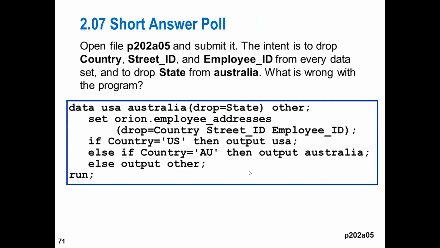Okay, so if you've understood this concept, look at this activity. It's telling here, this is the program. Now look at the program very carefully. The intent is to drop country, street ID and employee ID from every data set and to drop state from Australia. What is wrong with the program? Open this activity A05 for lesson 2, submit and check your log. What are you getting in the log? Go ahead.